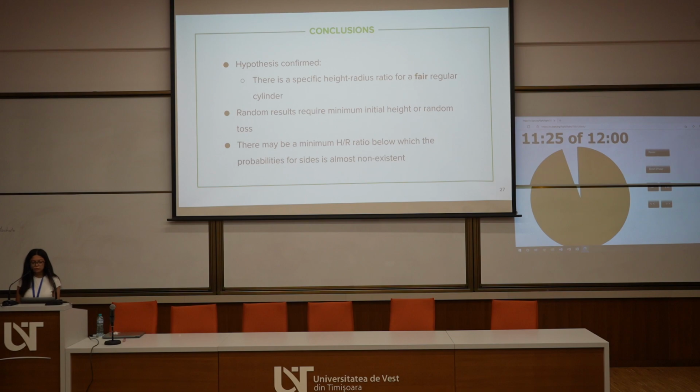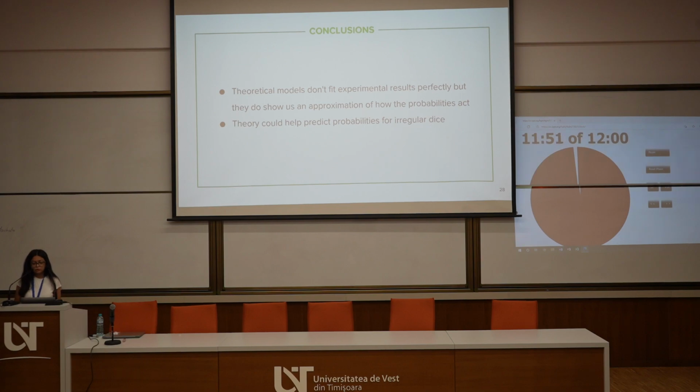Now, the random results require minimal initial height, as the ones that we tossed with the blue face facing upwards had a bias towards the side. They had to be tossed from a higher height to make it spin more linearly in another random phase. And there may be a minimum height to radius ratio below which the probability for the side is only consistent, as we can see with the graphs being very close to 0.